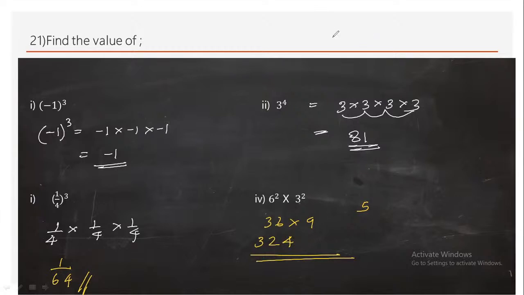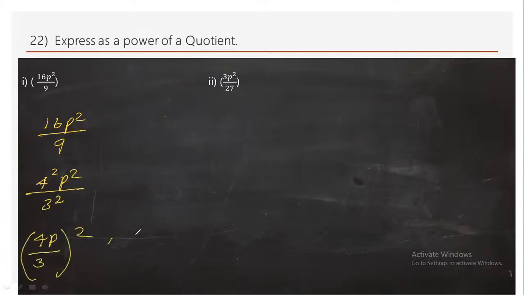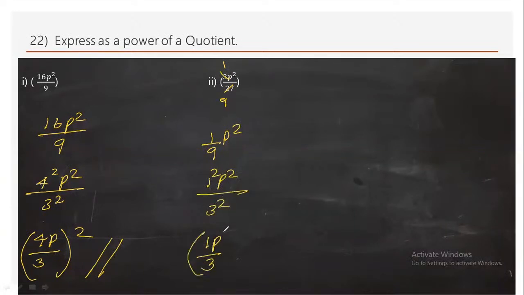Question number 22. Express as a power of quotient. Power of quotient. 16p squared over 9. 4 squared p squared over 3 squared. 4p over 3, squared. Here, how? Here 9. 1/9 p squared, 1 squared p squared over 3 squared, 1p over 3.